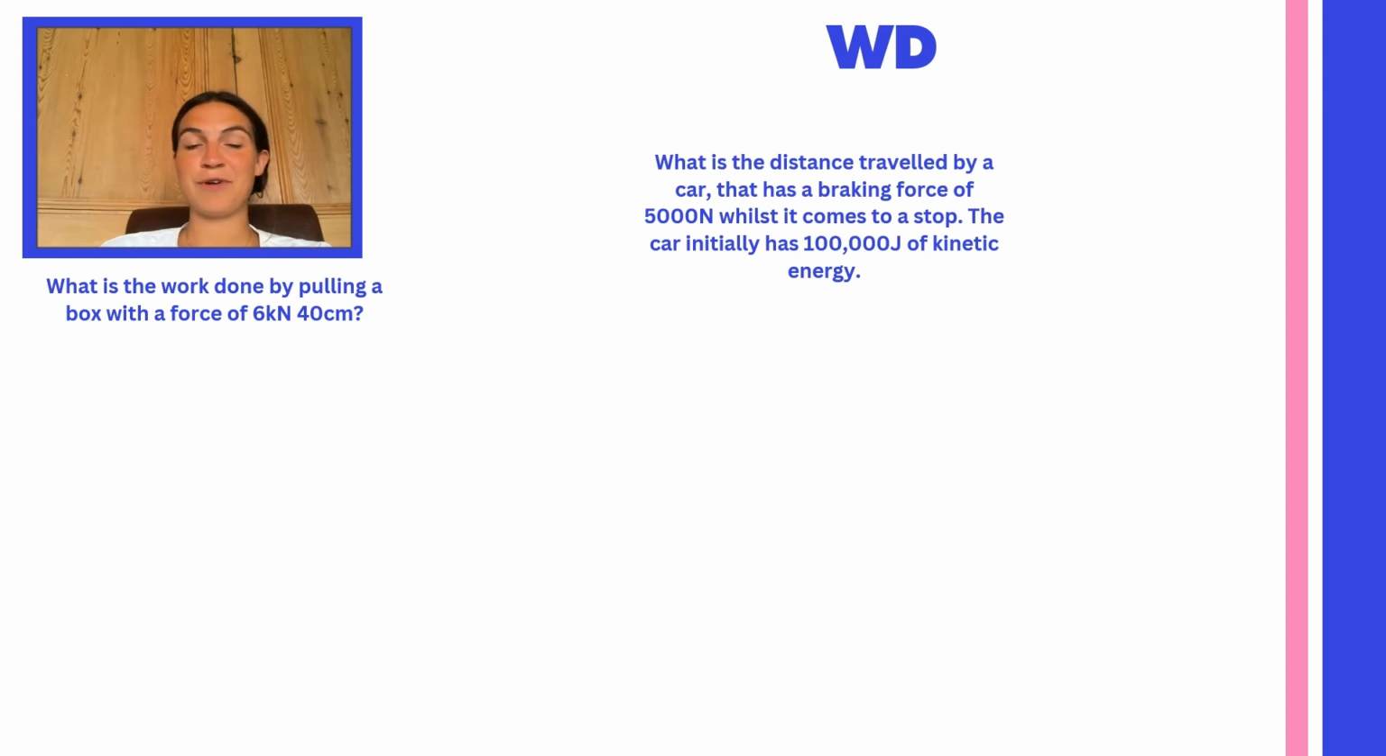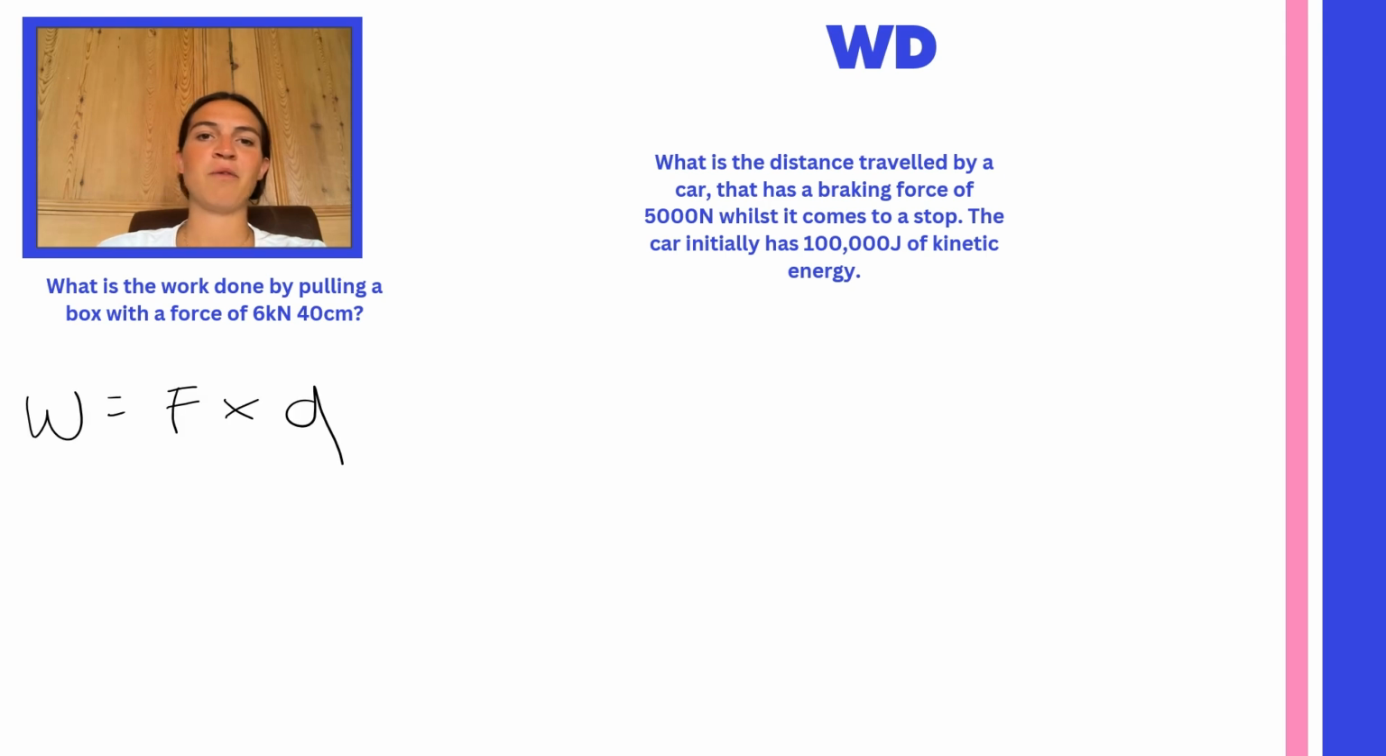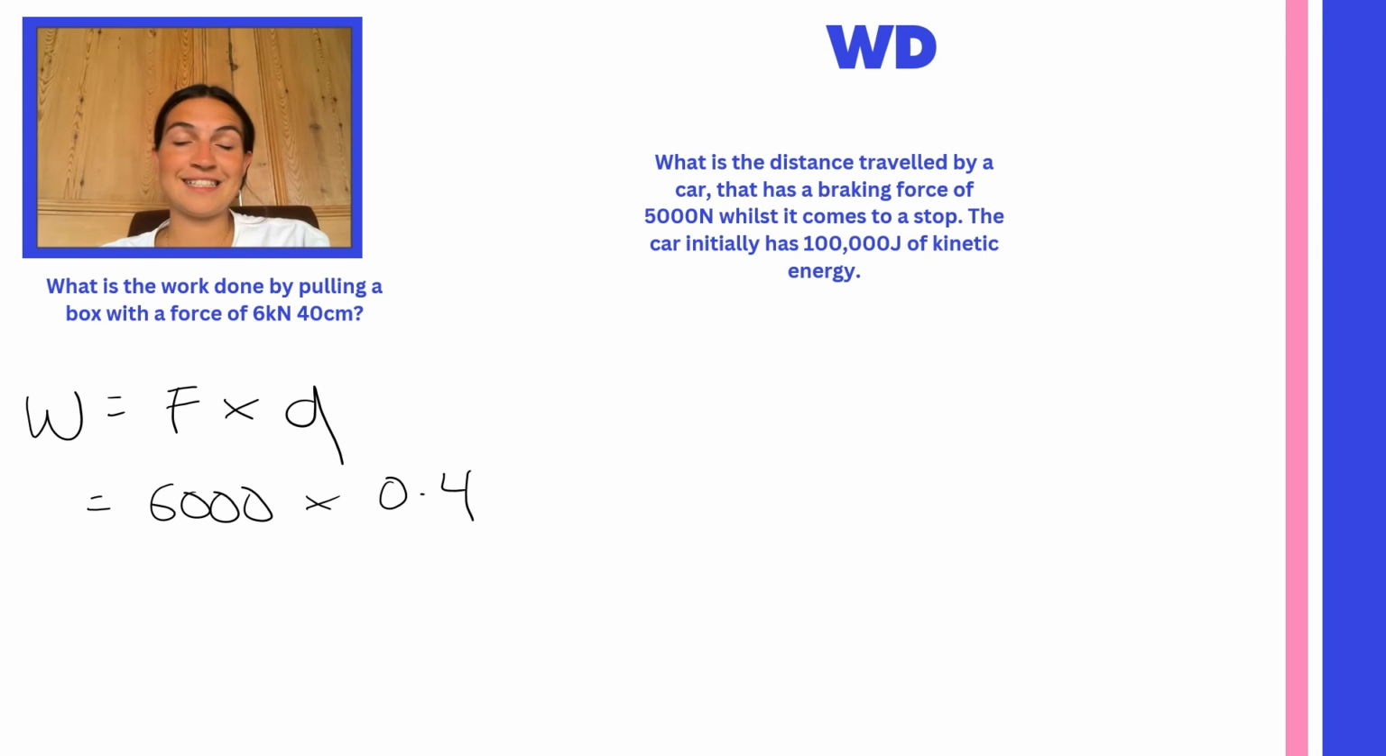Okay, now to look at some questions using our formula for work done. So, what is the work done by pulling a box with a force 6 kilonewtons, 40 centimeters? Let's get our equation. Work is force times distance. Okay, and my force should be in newtons. It's currently in kilonewtons, so I need 6,000 instead of 6 newtons, multiplied by distance, which needs to be in meters. So 40 centimeters is 0.4 meters.